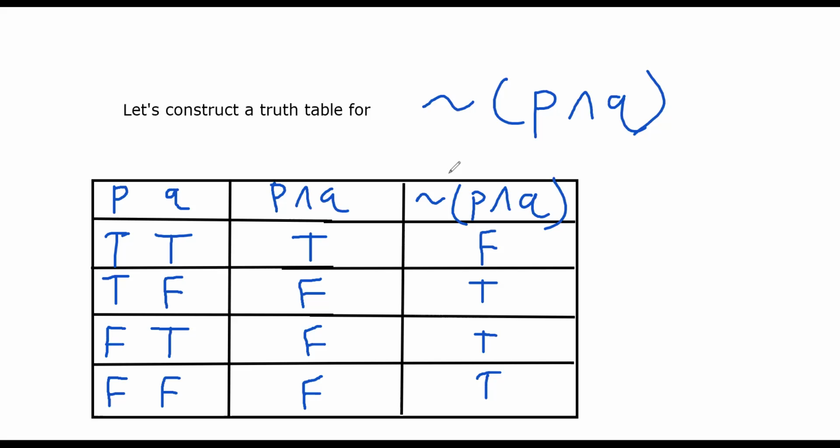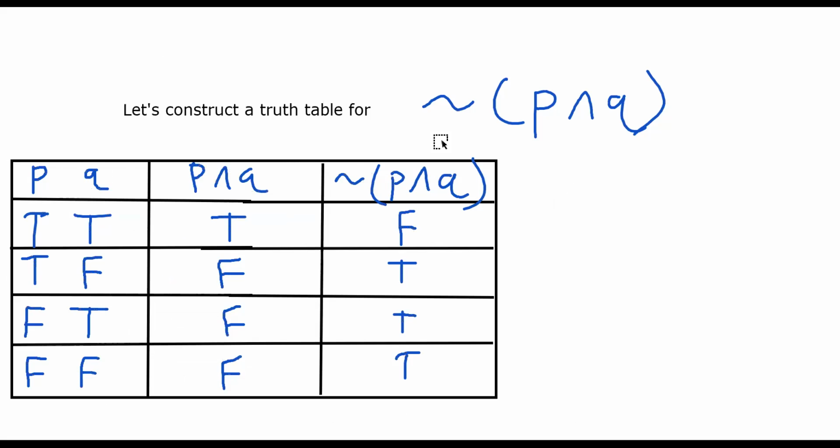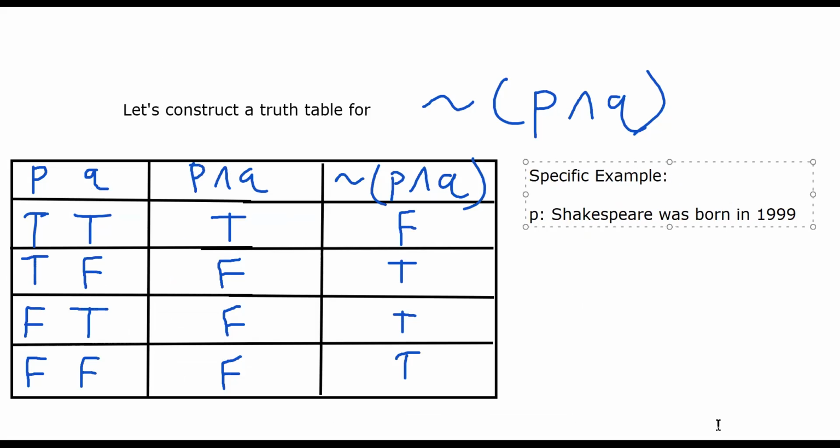That's all we needed to do with this one. Let's say our statements, let's move it over a little bit. Now let's look at a specific example. Let's say P is the statement: Shakespeare was born in 1999. Say Q is the statement: Josh is the smartest instructor in the world. Remember, I'm Josh, the person speaking right now.